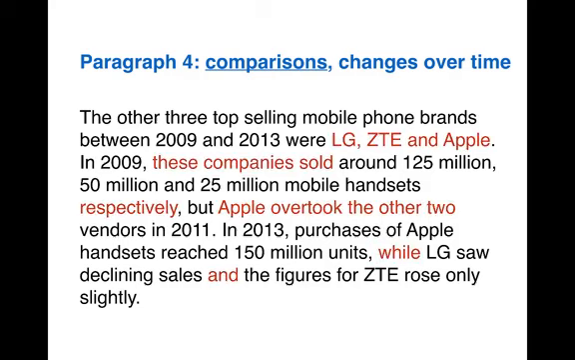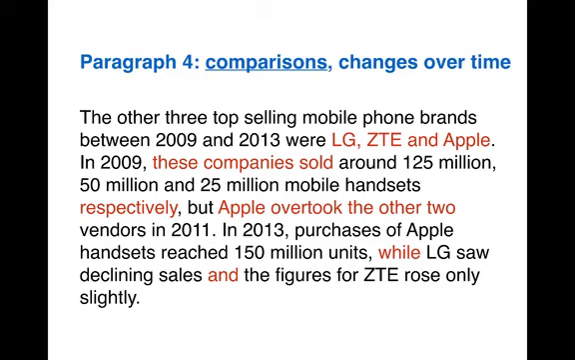Comparisons first. LG, ZTE and Apple, these companies sold. We've got a comparison between the 3 companies. And then you've got 3 figures and then respectively. That puts the 3 figures in the correct order. Apple overtook the other 2. That's a comparison. And while and are also comparing words. Don't forget that and but are very common and good comparing words to use.